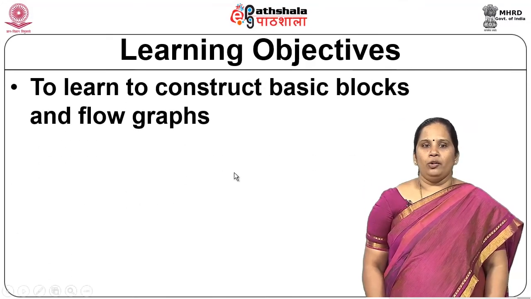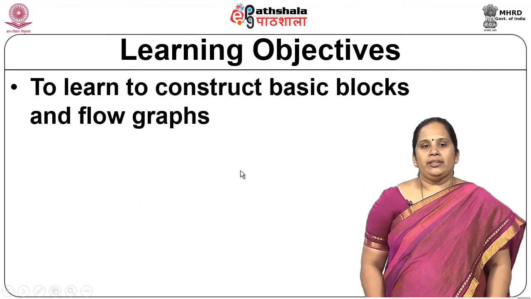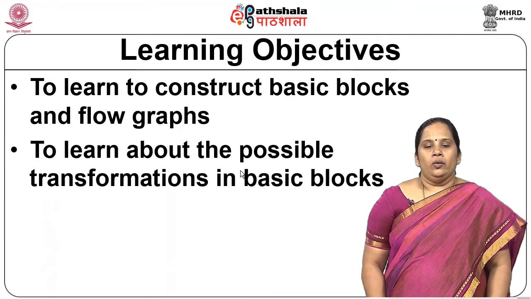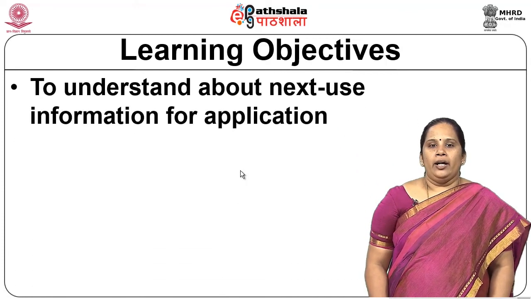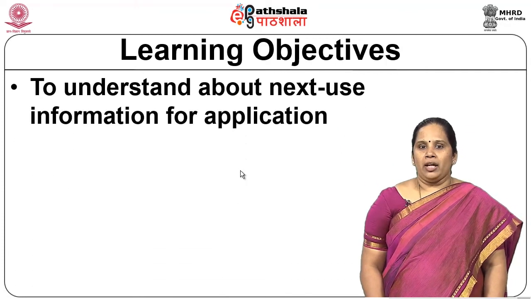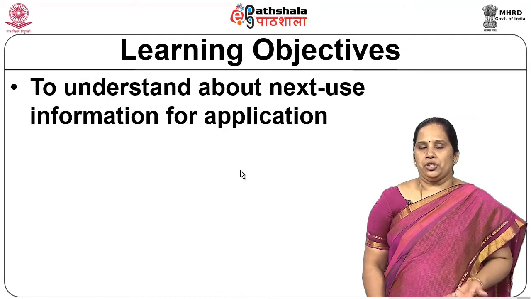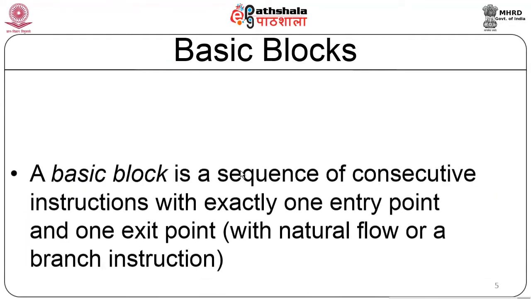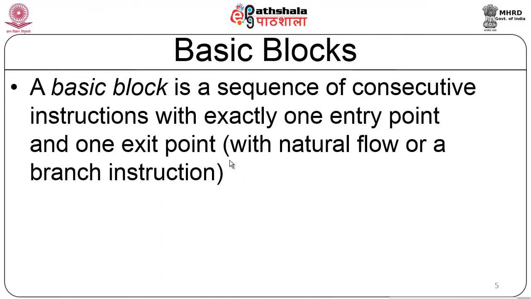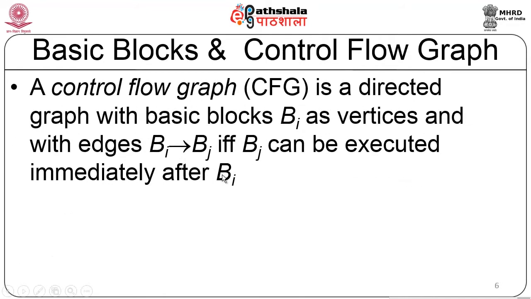The objectives of this module are to learn to construct basic blocks and flow graphs, to learn about the possible transformations in basic blocks, and to understand next use information for application towards register allocation and for final code generation. A basic block is a sequence of consecutive instructions with exactly one entry and one exit point. This we already know. Now, basic blocks and control flow graph.